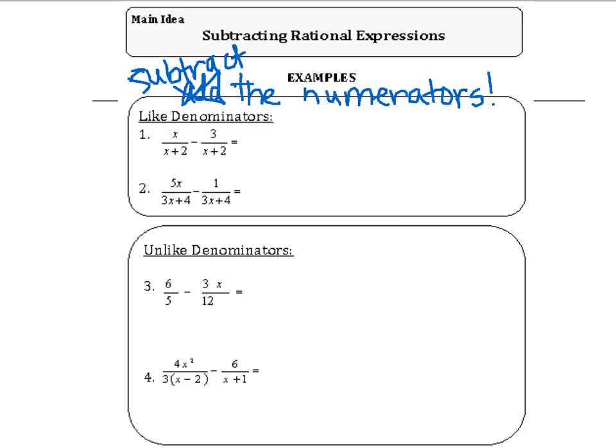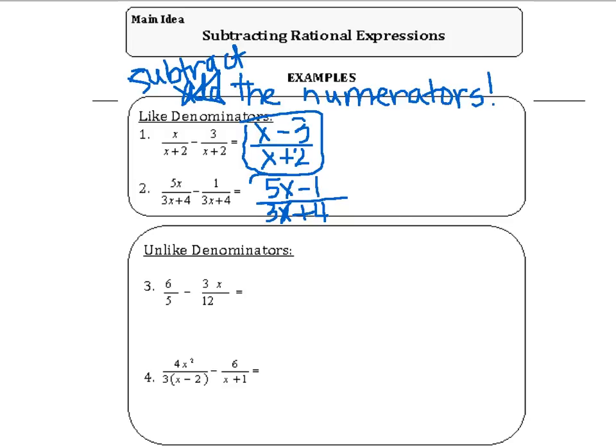So in this first problem, my bottom is going to stay x plus 2. And then on the top, I have x minus 3. So my top is just x minus 3. Those are not like terms, so we can't combine them. They stay in that form. And here's my answer. This next one, my common denominator is 3x plus 4. So I'm going to keep that common denominator the same. And on the top, I've got 5x minus 1. And again, those are not like terms, so it has to stay 5x minus 1. And here's my answer.